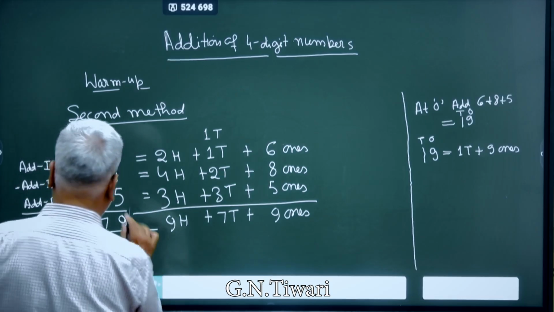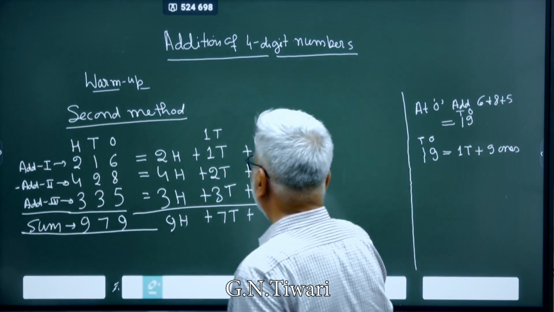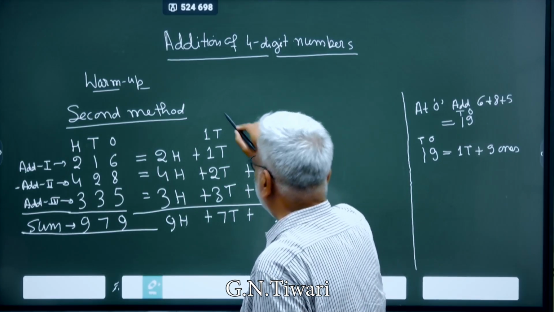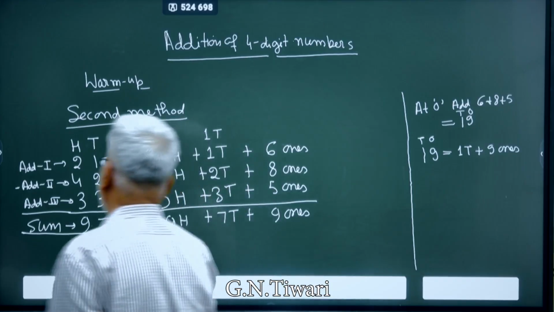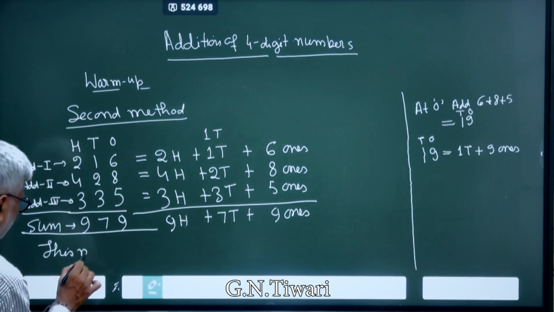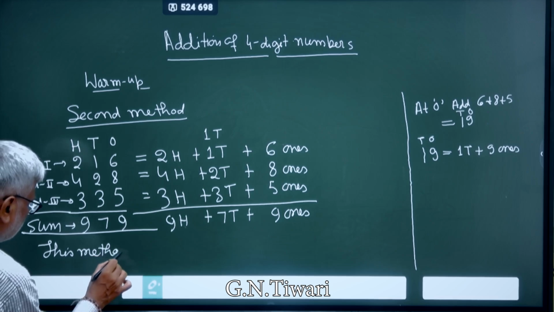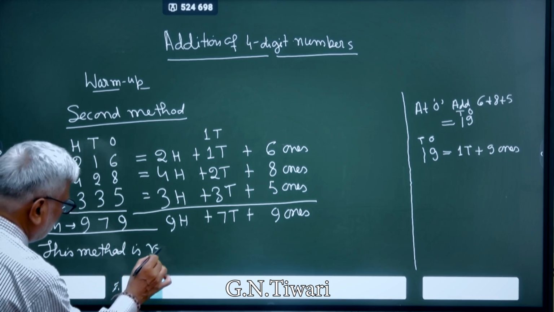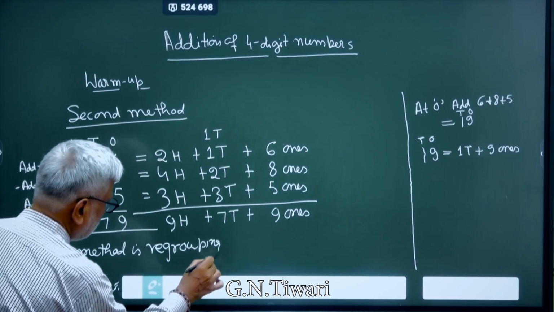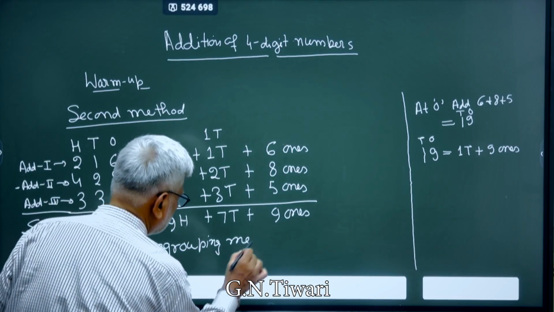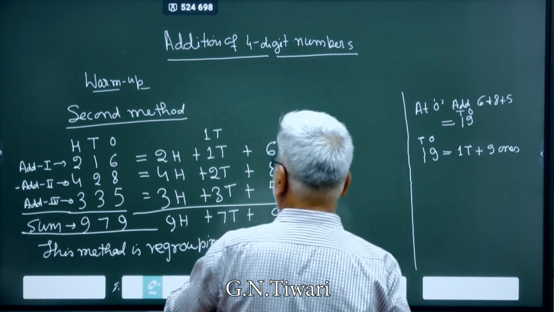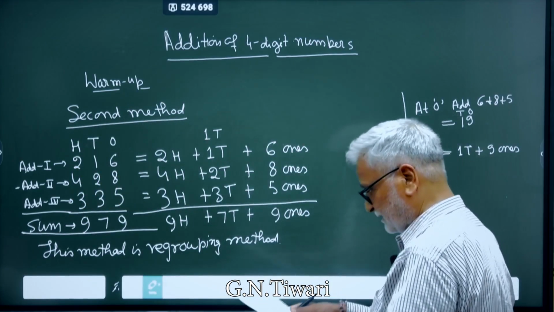See, this method is called regrouping method because 10 of ones is added here. So this method is regrouping method. Because the addition of tens depends on the addition of ones.